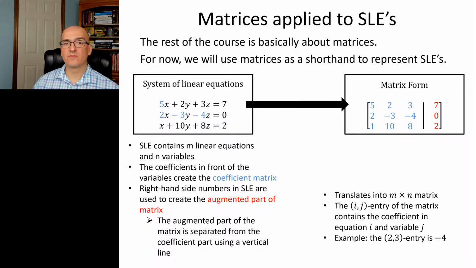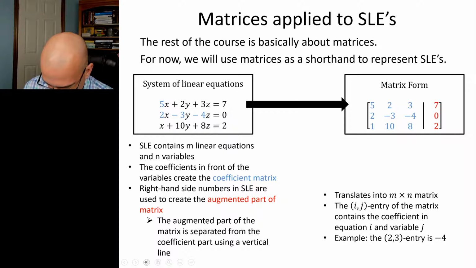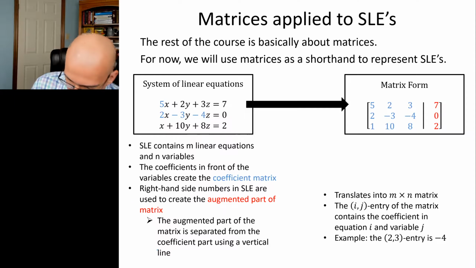What we'll do to start off using matrices is we'll take a system of linear equations like what's shown on the left-hand side. I'll color them in now. So 5x plus 2y plus 3z is equal to 7. 2x minus 3y minus 4z is equal to 0. And then x plus 10y plus 8z is equal to 2.